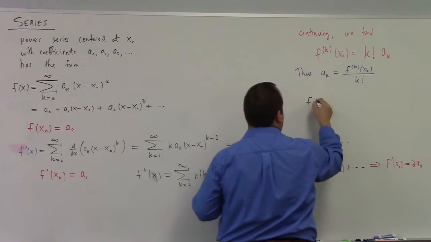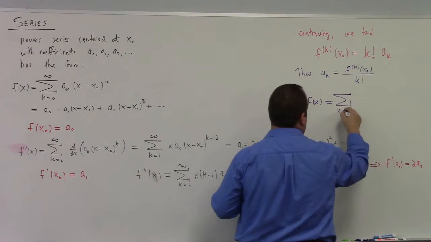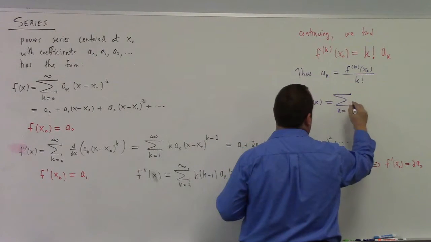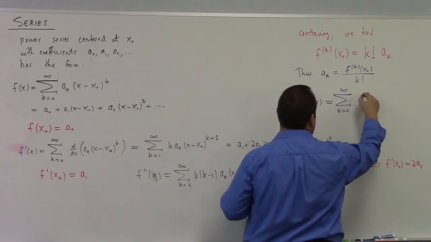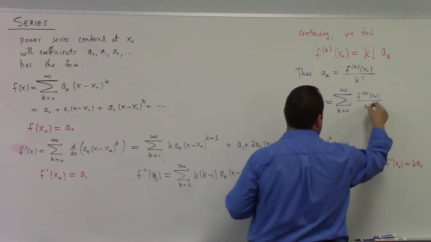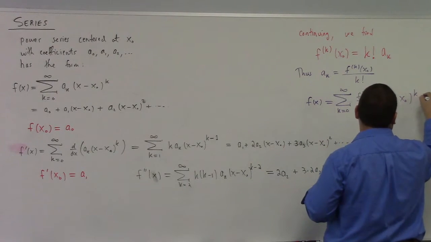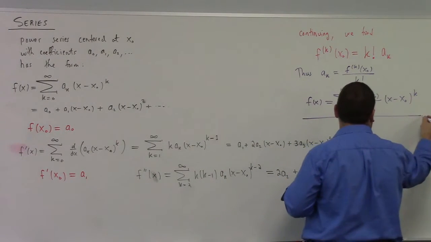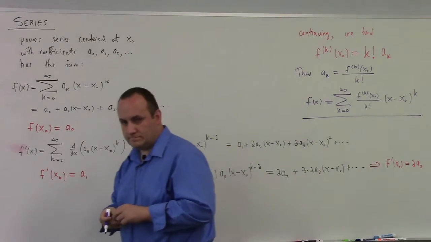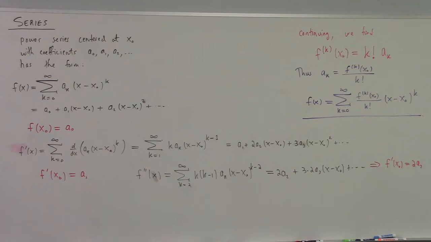In other words, f of x is equal to a sum k equals 0 to infinity of the kth derivative at x naught over k factorial times x minus x naught to the k. You may recognize this formula. What is it?